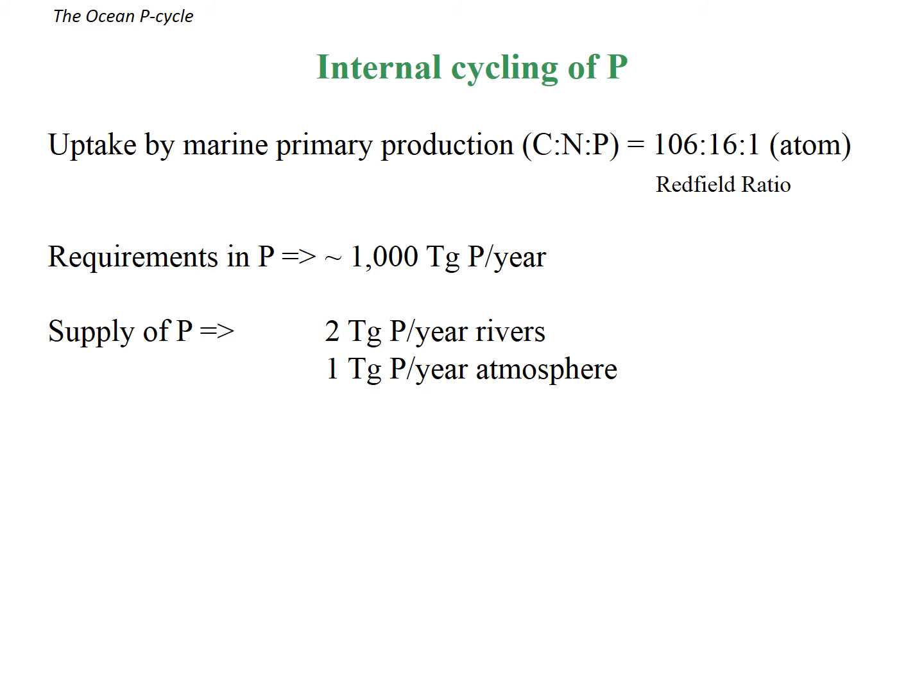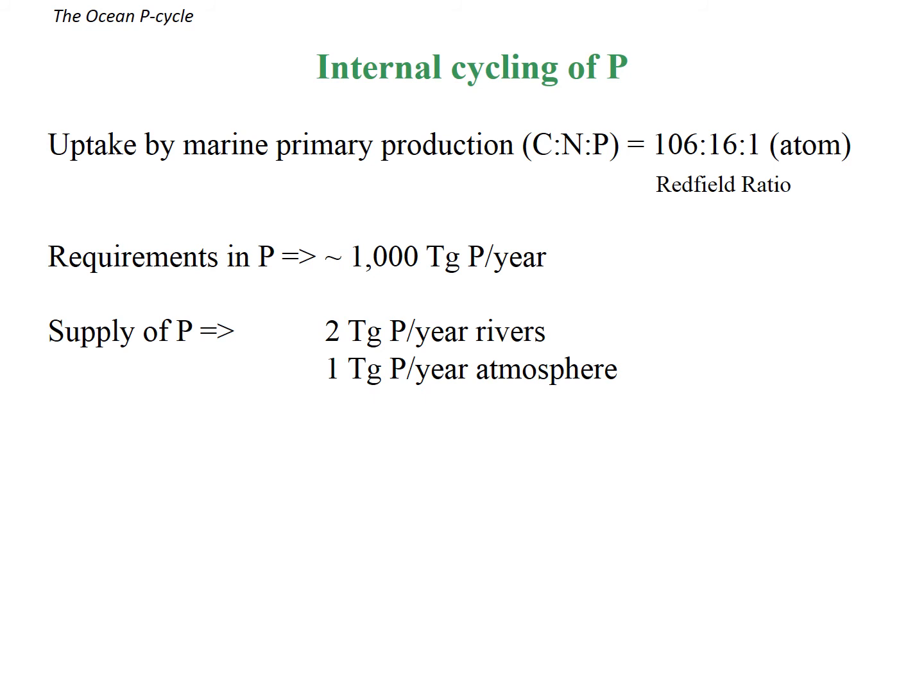We can go through the same arguments that we did with the nitrogen. If we have 60 gigatons of carbon a year taken up by primary productivity, how much phosphorus do you need for that? It turns out you need 1,000 teragrams of phosphorus every year to sustain the primary productivity. And you can see that the flux per year is 3. So 3 is definitely not equal to 1,000.